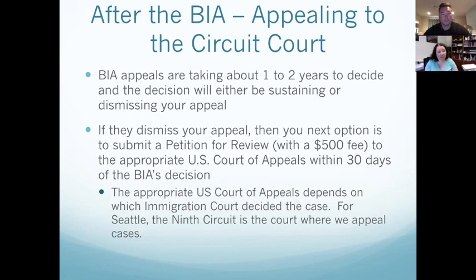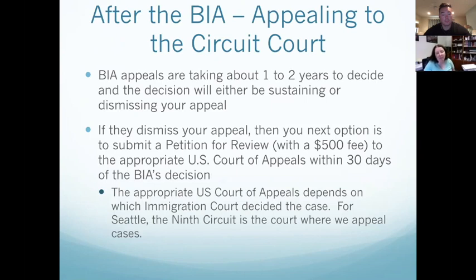So, you just need to make sure if you move or your client moves that you keep your address up to date with the BIA, because you don't know when they're going to issue that decision. But basically, you'll get it in the mail, and there'll either be a decision sustaining or dismissing your appeal. If they sustain, they'll remand it to the immigration judge and give reasons why it was remanded. And then your client will have another chance before the immigration judge.